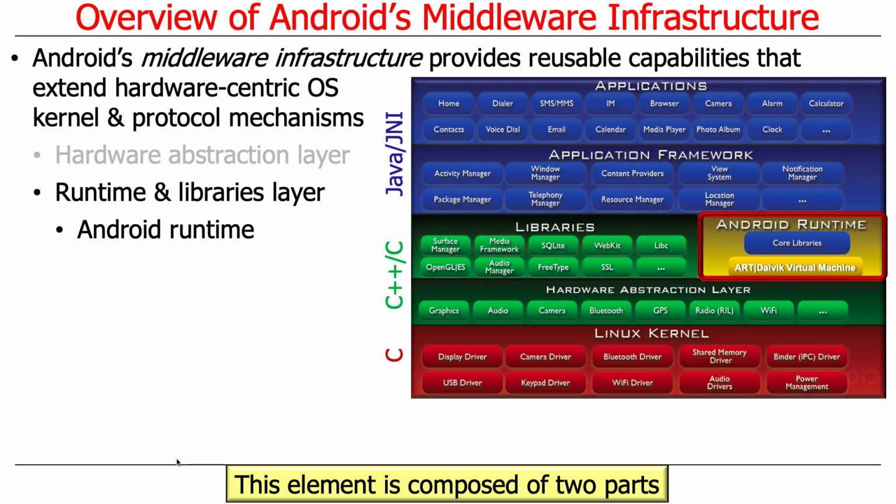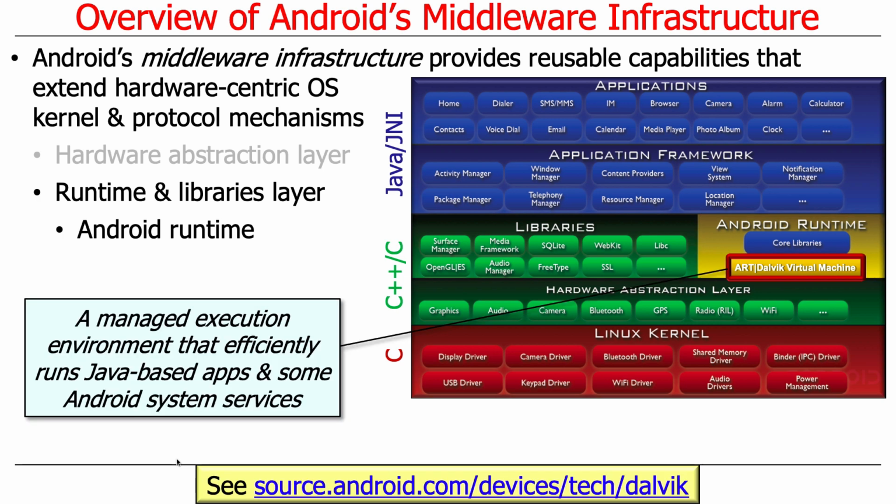So we have this thing called the Android Runtime, which is sort of a sub-layer, I guess, or a partition. And it's composed of two parts. We have something called a managed execution environment that will run Java-based apps and some Android system services that might be written in Java. And there's two variants of this.